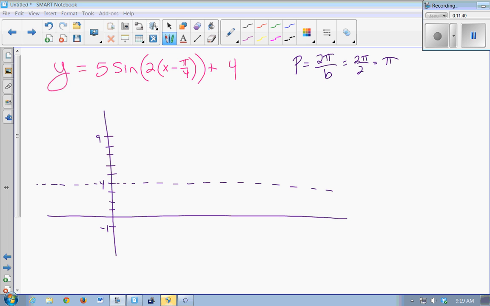Okay, so the period is pi, so I'm going to mark off multiples of pi on here. So let's do pi, 2 pi, that's good enough. And then this is pi over 2, pi over 4, 3 pi over 4. This is 3 pi over 2, 3/4 pi, and 5/4 pi.